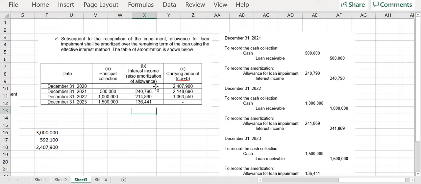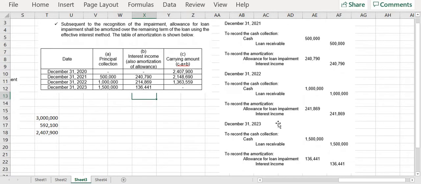Ayan. For December 31, 2022 naman, the next cash collection for the principal na 1 million. Okay? And then the amortization for the interest income as well as the allowance for loan impairment. Okay? Ayan. Which is 214,869. Ito. Debit to allowance for loan impairment and then interest income.